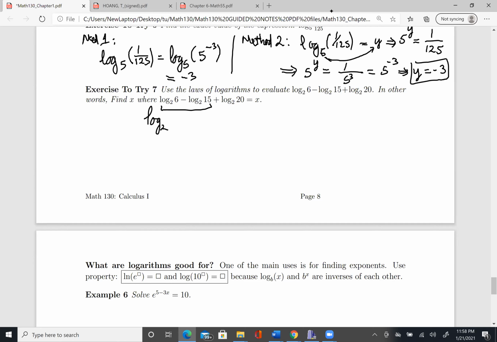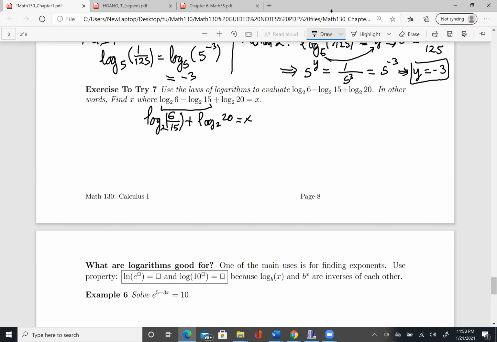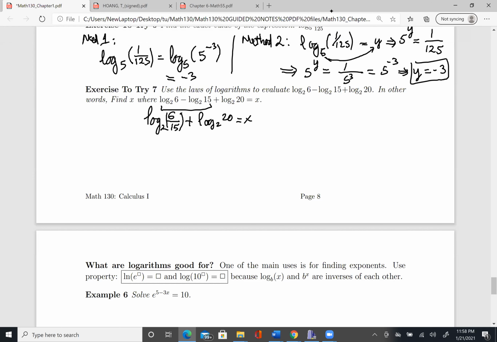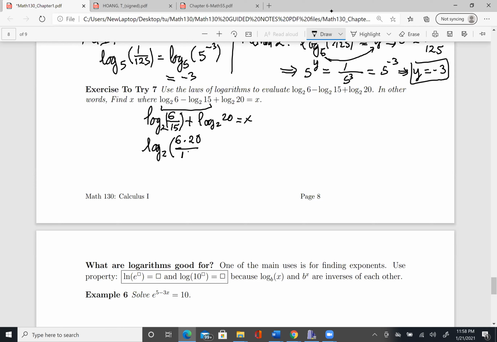So I have log base 2 of 6 divided by 15, plus log base 2 of 20, which equals x. I'm going to use the first property and condense these into one. I have log base 2 of 6 times 20 divided by 15 equal to x.